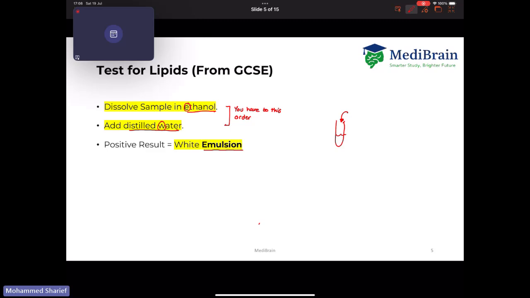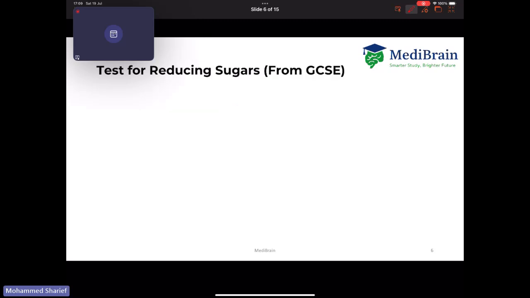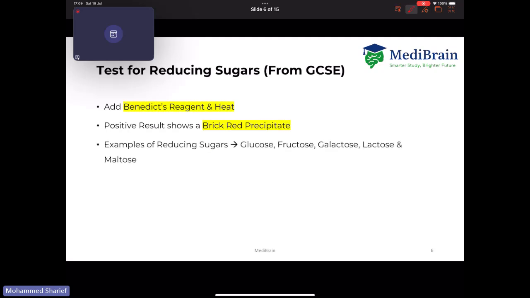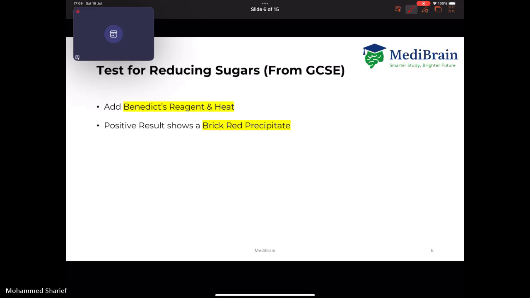Okay. Now, after lipids, there's one more, which is reducing sugars. In terms of reducing sugars, we've looked at this at GCSE as well. The test for sugars, we've looked at the generalized test for sugars, and reducing sugars is the generalized test for sugars. Okay, so the process is still the same, but there's one new part from A level, and that's the examples of reducing sugars that we have. So for a reducing sugar, you add in Benedict's reagent and you heat.